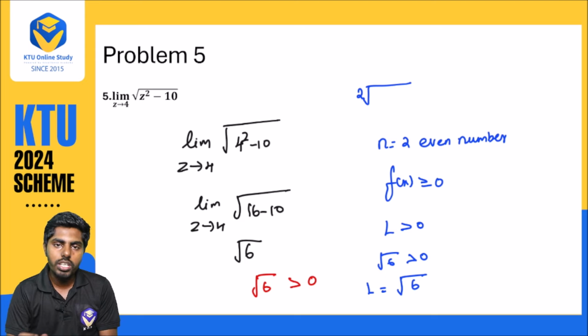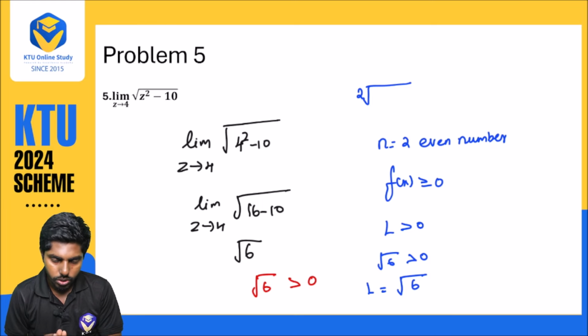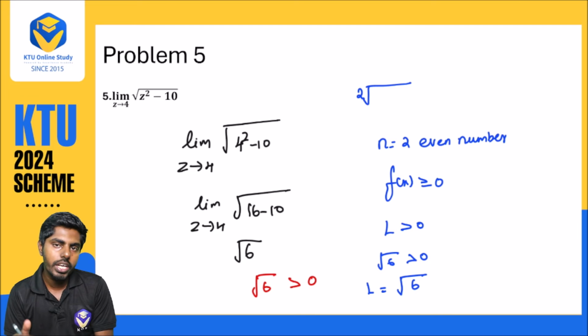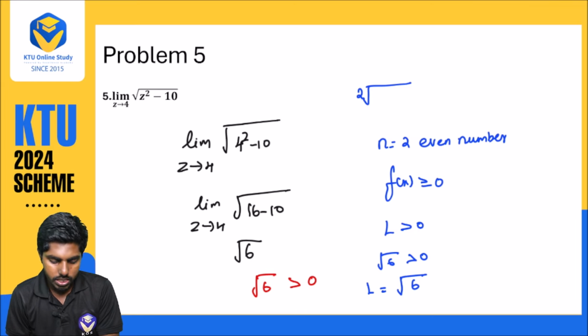You just substitute the z value in there, then you say this value is greater than 0, because of the root condition. Whenever n is an even number, compulsorily that value will be greater than 0. Okay, so we will move on to problem number 6.